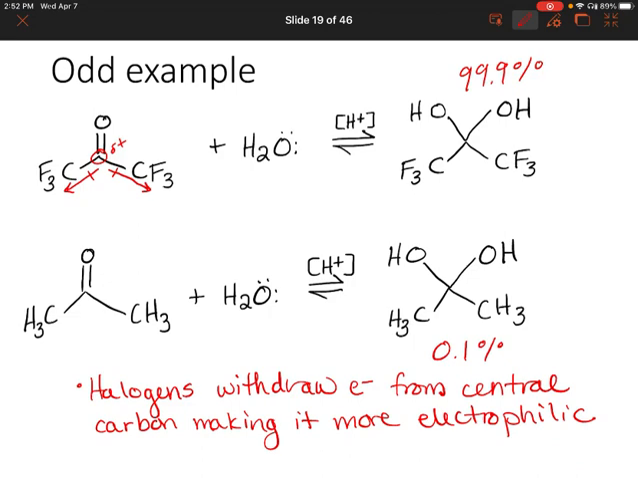All right, so again, when you're using water as your nucleophile, it is going to create a hydrate. So you have two alcohols bonded to your central carbon, but aldehydes are going to react better or more quickly than ketones. All right, let's look at our next oxygen nucleophile. So what if we react an aldehyde or a ketone with alcohol?